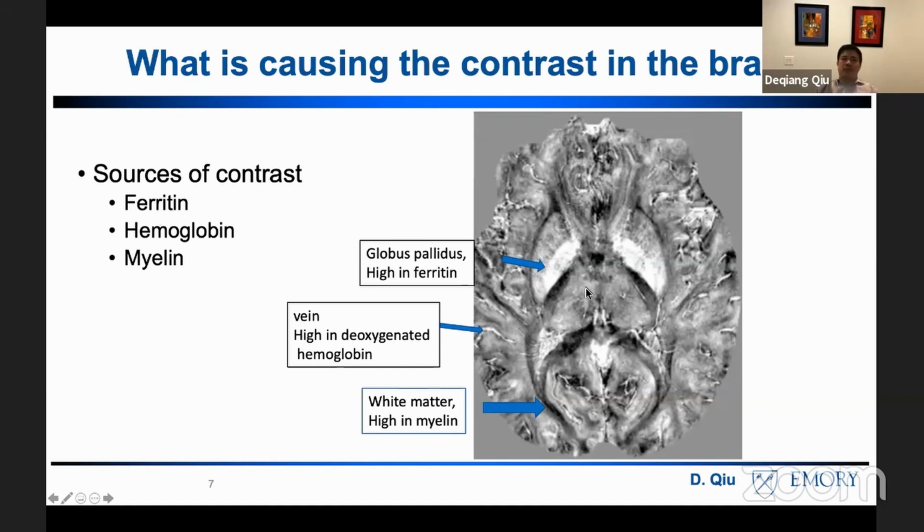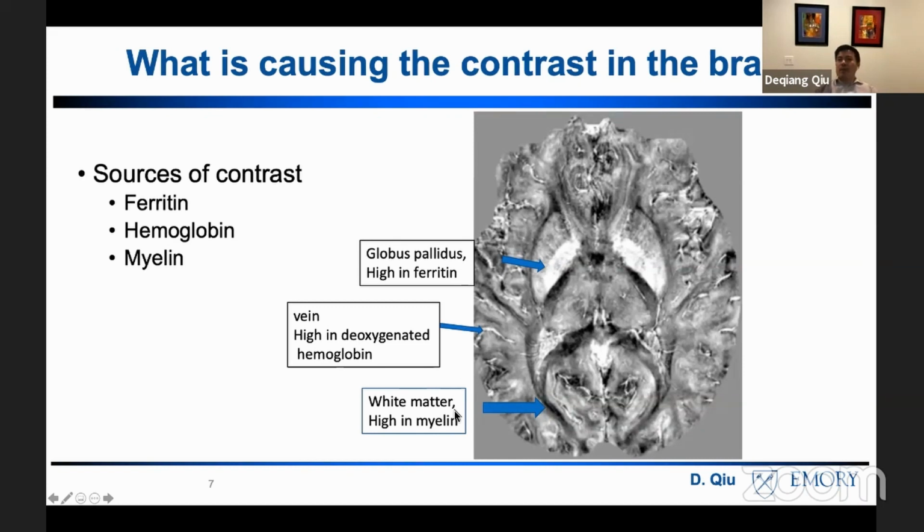One is ferritin. In the basal ganglia regions, such as the globus pallidus here, you can see it has a very high signal intensity in this QSM image because it has a high ferritin level in this region. Also, as I mentioned, in veins, because of the very high deoxygenated hemoglobin, similar to the mechanism of blood, it has high magnetic susceptibility in the veins.